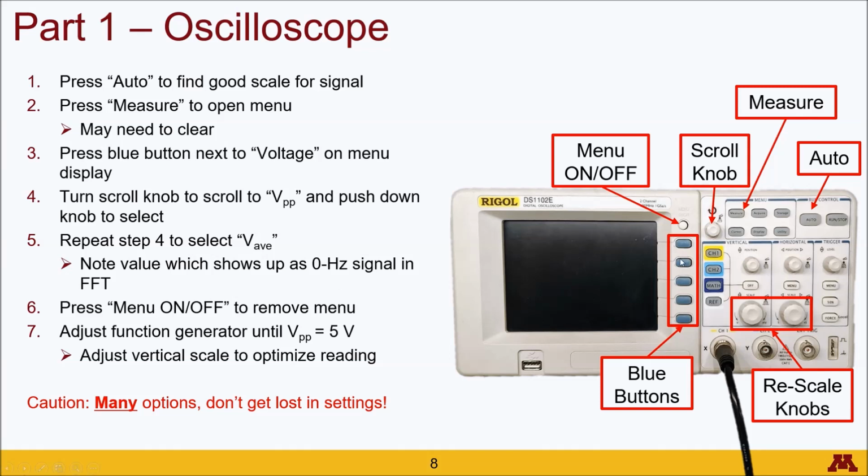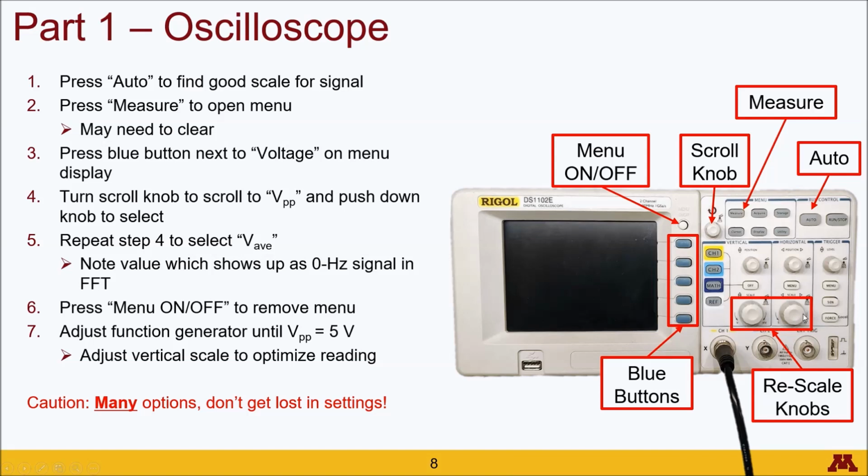Then once you've got these 2 options showing up, you'll want to click this menu on-off button, which will remove this side menu away so you can just look at the 2 readouts that show up down below. And you'll then adjust the function generator's output level until you read a V peak to peak of 5 volts.